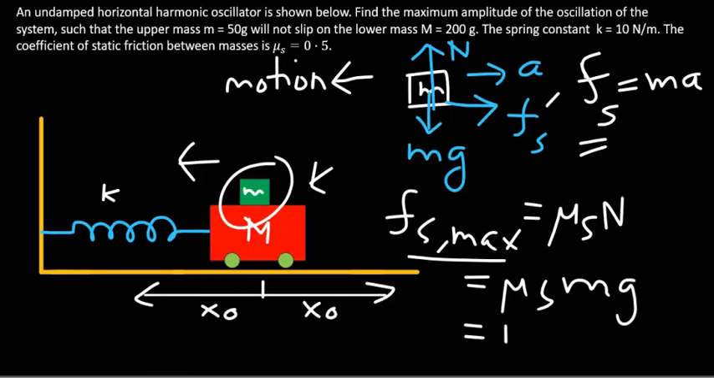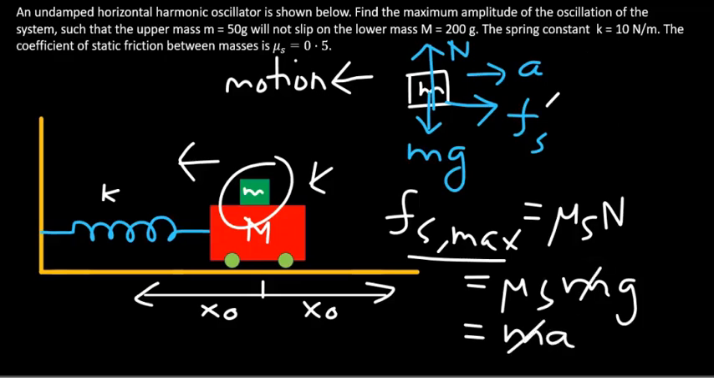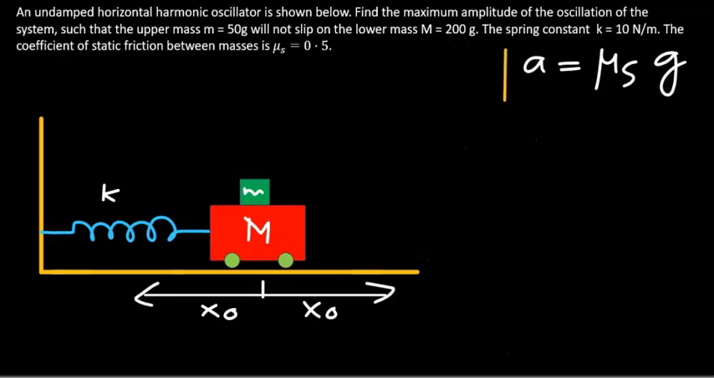So equating this to m times acceleration, you see m goes away, and we immediately get the acceleration to be coefficient of static friction times gravitational acceleration. So we have an important result from the free body diagram of this little mass.